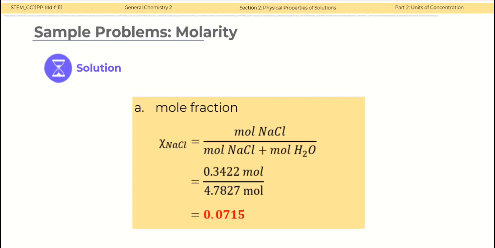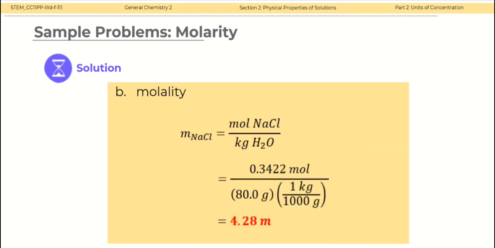To get the mole fraction, divide the number of moles of sodium chloride by the total moles. From here, we get a value of 0.0715 as the mole fraction of sodium chloride. To calculate the molality, simply divide the number of moles of sodium chloride by the number of kilograms of water, substituting the moles of sodium chloride and mass of water. With unit conversion from grams to kilograms, we get 4.28 molal.